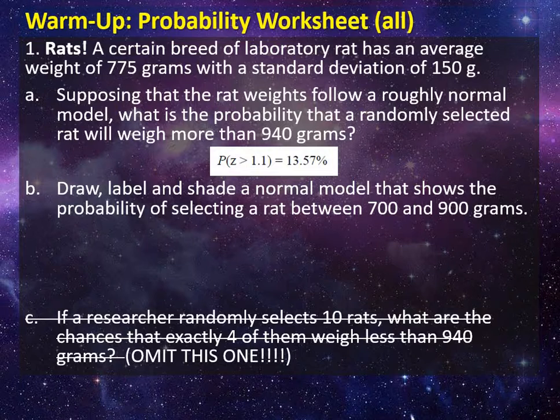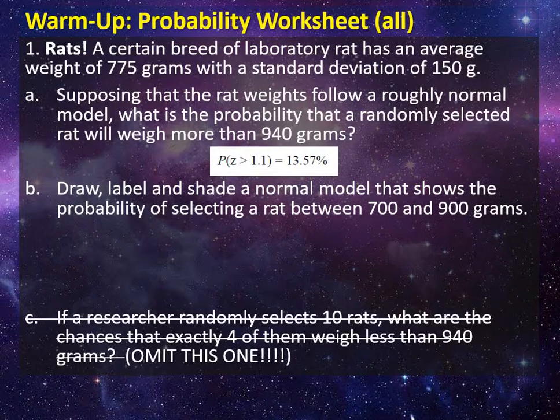Because they're saying more than 940 grams, they have converted it and found the z-score that matches with it. Okay? Because remember, when you're doing one of these problems, the order for your work is going to go like this. You're going to talk about what the model is. It's a normal model where the mean is 775.